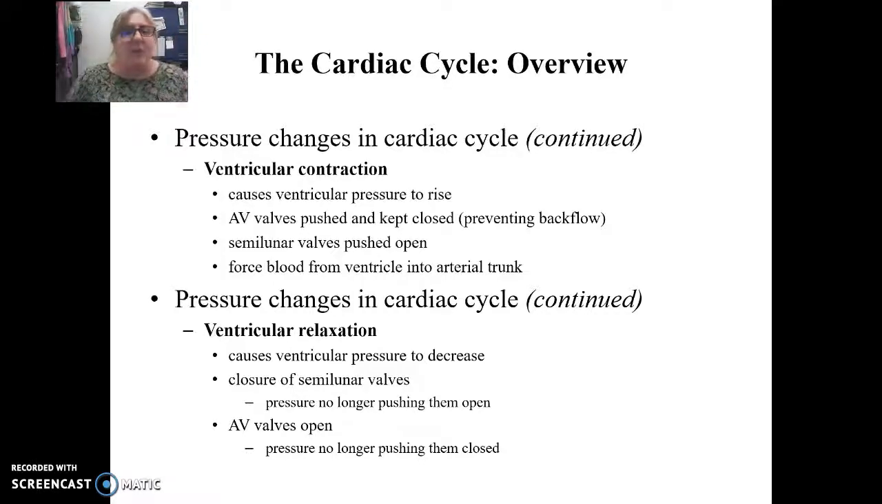Does that make sense? When they are relaxed, the AV valves open. When they are getting ready to contract, the AV valves close, and the SL valves will eventually open.